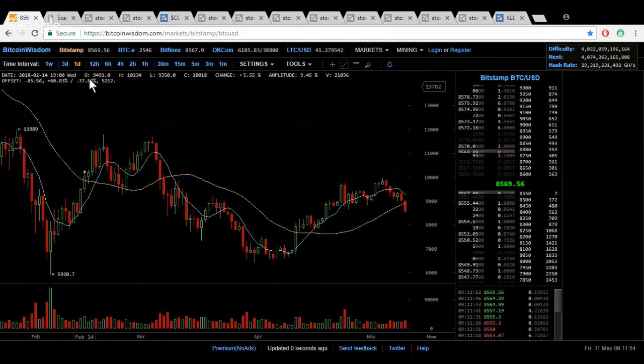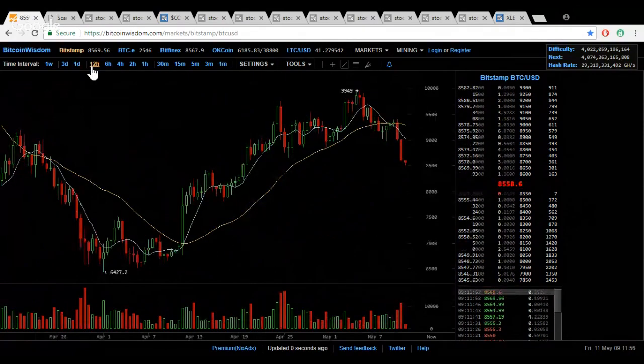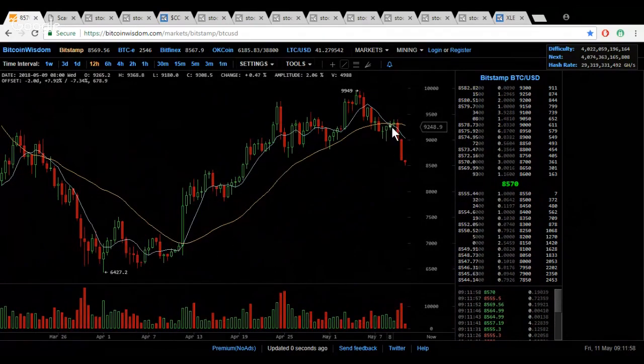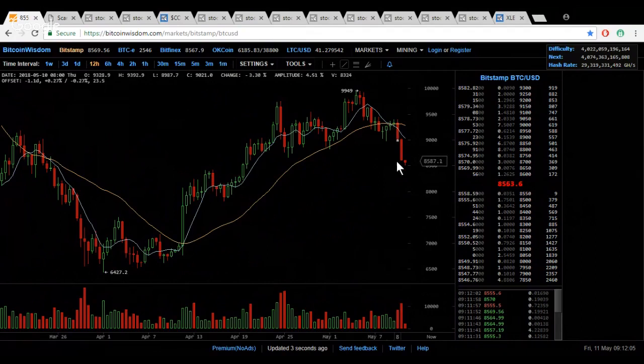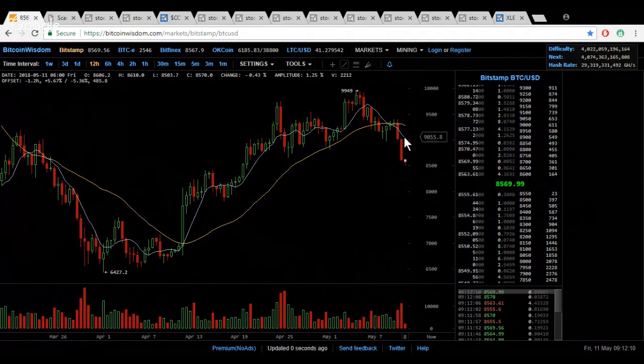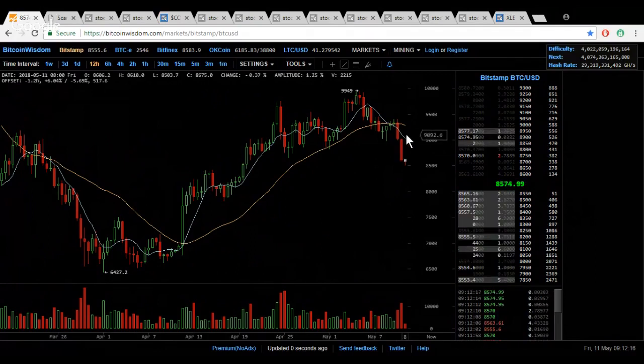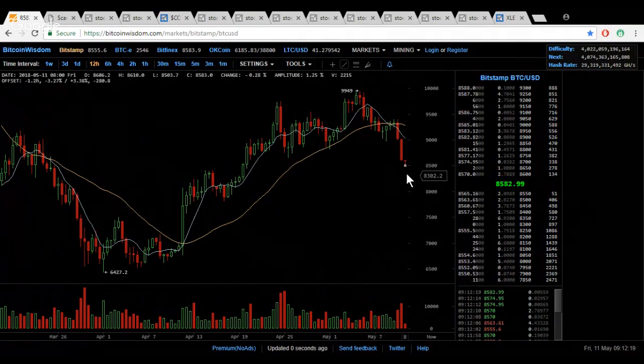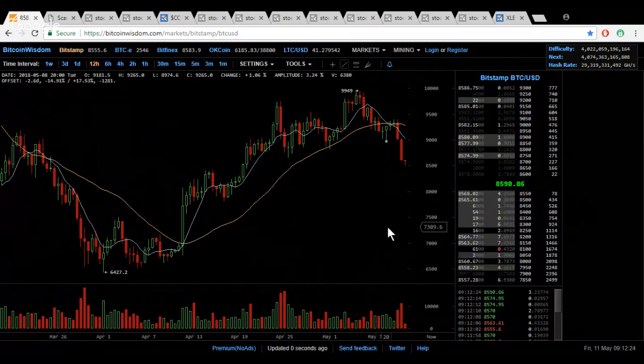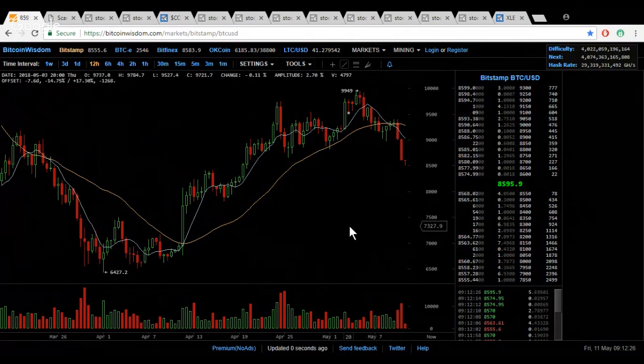reverse very quickly. On a 12-hour chart, we've already got the cross back into a fully bearish position with prices below the short-term moving average, which is going down, and the long-term moving average now has turned down as of the last 2 candles, and that is a fully bearish market for Bitcoin on a 12-hour basis.